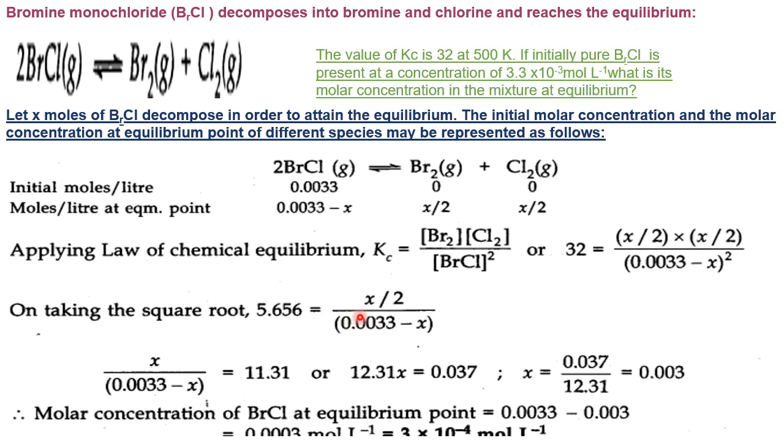Right. So go for cross multiplication, or send 2 to the side. That becomes 11.31 equal to X by 0.0033 minus X. Now it is very easy to calculate the X value. So go for the mathematical operations, BODMAS rule, that is all cross multiplication. So 12.31x equal to 0.037. Therefore, x equal to what? X equal to 0.037 by 12.31.